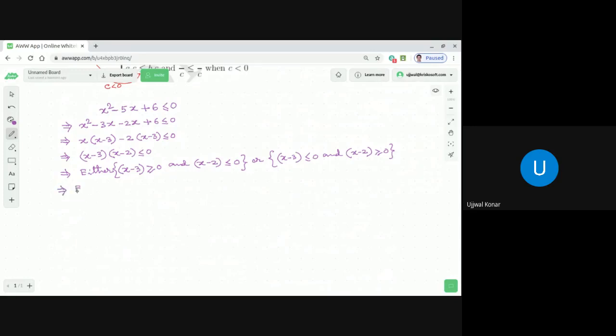That implies what? Either x minus 3 greater than equal to 0, that means x is greater than equal to 3, and x is less than equal to 2. x minus 2 less than equal to 0 means what? x is less than equal to 2, no? Or x is less than equal to 3 and x is greater than equal to 2.